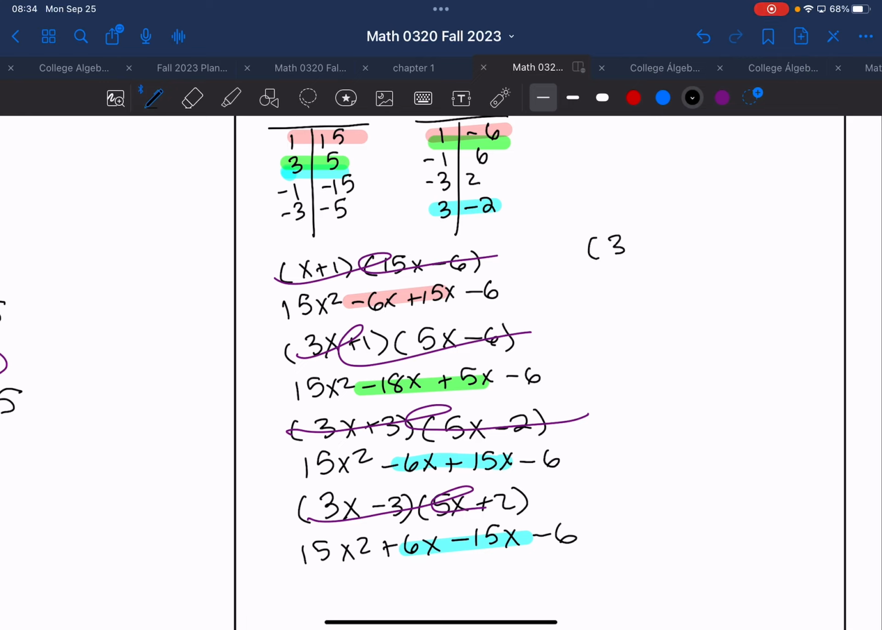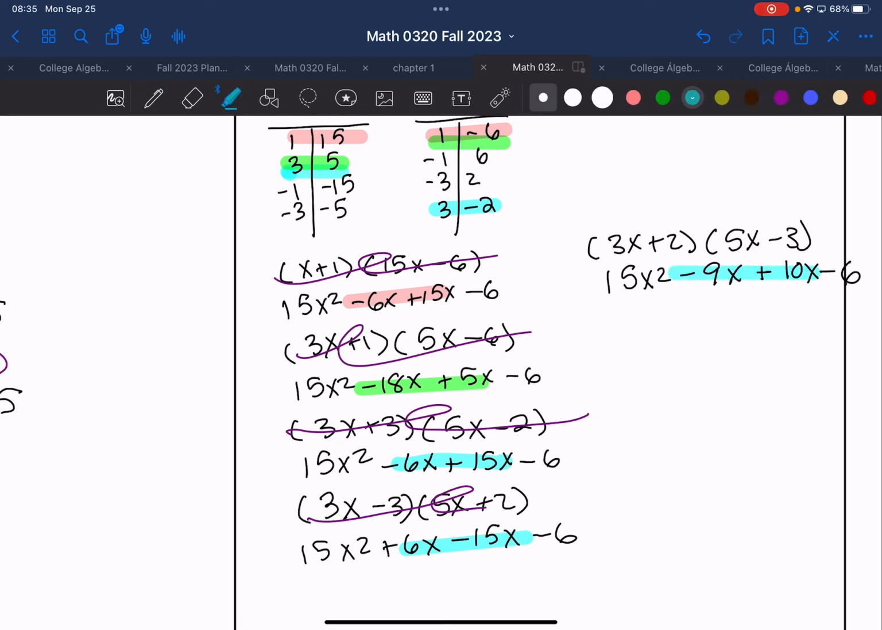So we're trying 3x plus 2 and 5x minus 3. Okay? All I did was take these two C terms and I switched them into the different parentheses. So if I FOIL that out, I get 15x squared minus 9x plus 10x minus 6. Is this going to give us a positive x in the middle? Yes, so we finally got our positive x, meaning our answer here is this case.